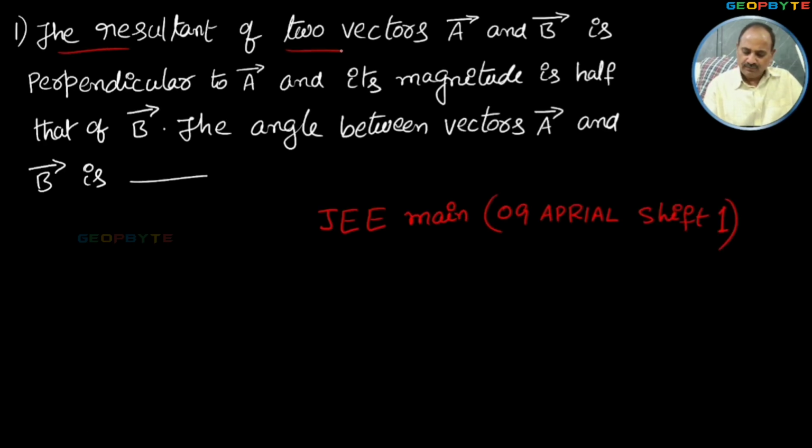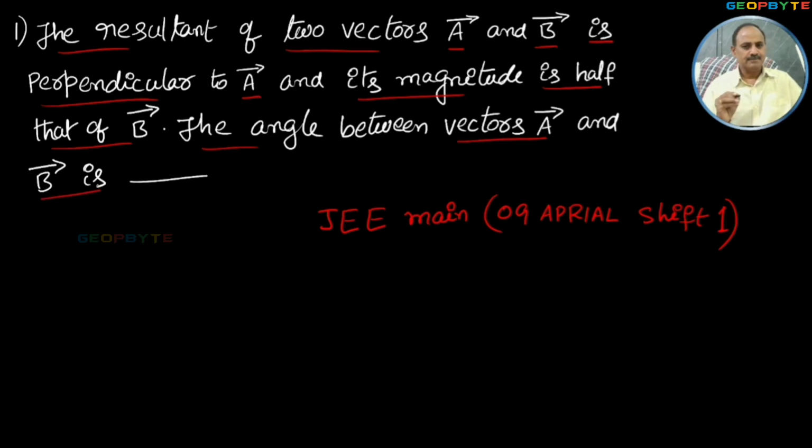The resultant of two vectors A and B is perpendicular to A and its magnitude is half that of B. Then the angle between the vector A and vector B is? There are two vectors A and B. The resulting vector between A and B is perpendicular to the vector A and its magnitude is half of the vector B. Then we are asked to decide what is the angle between the two vectors, namely A and B.